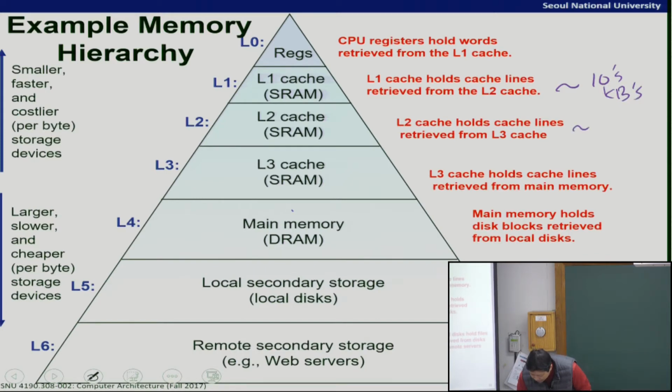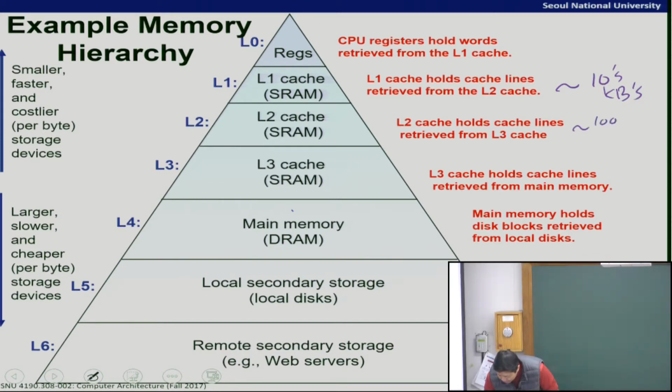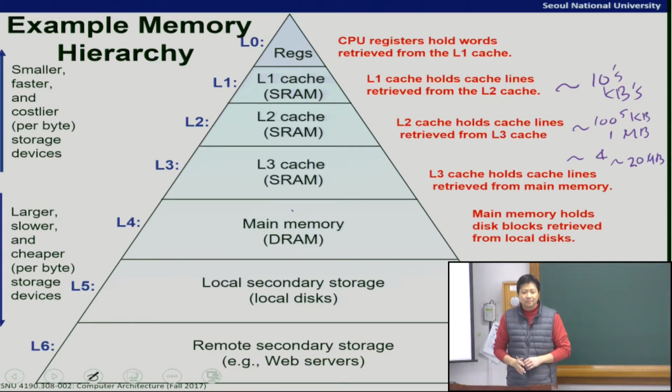Level 2 is somewhere between hundreds of kilobytes to up to maybe one megabyte. And this one is somewhere between 4 to maybe 24 or 20-something megabytes. So that's a typical size.